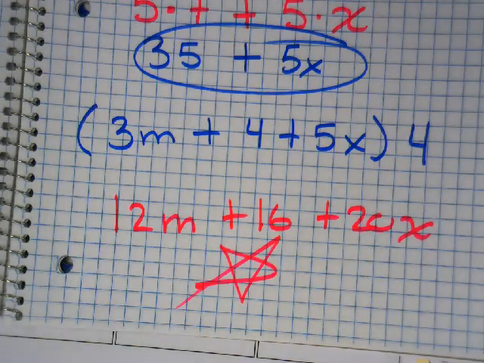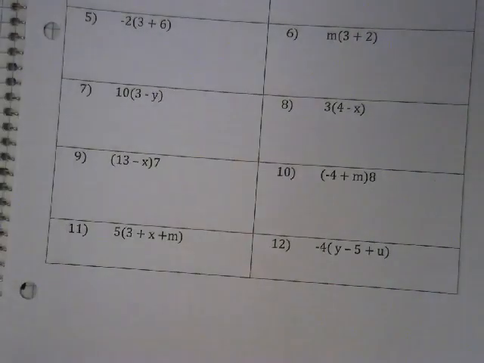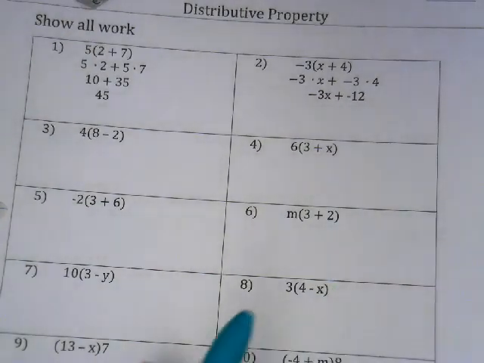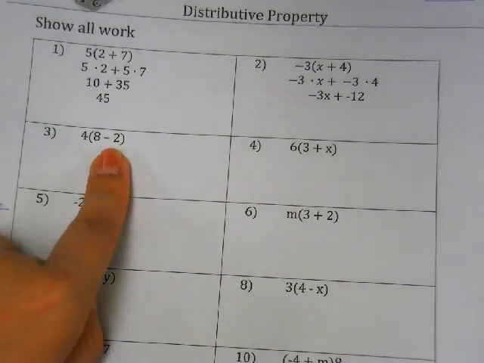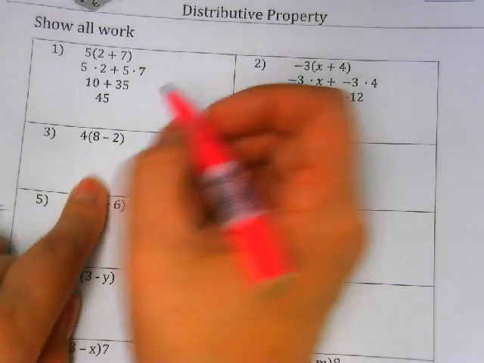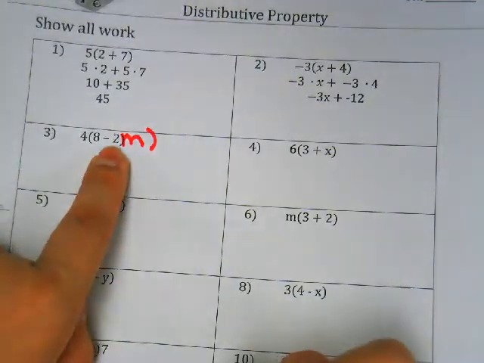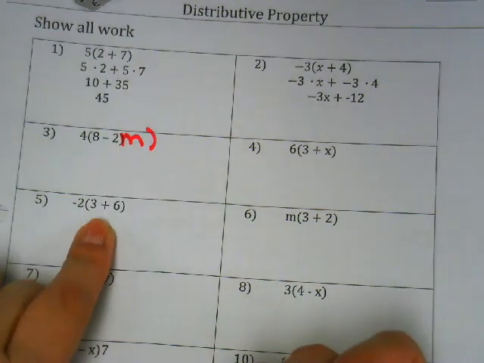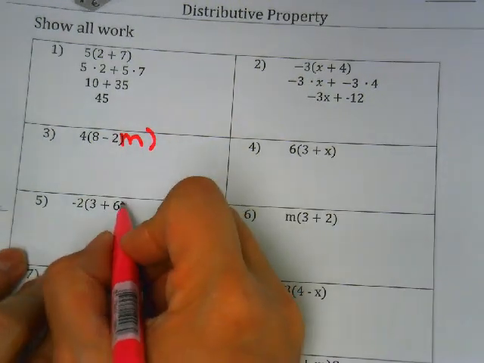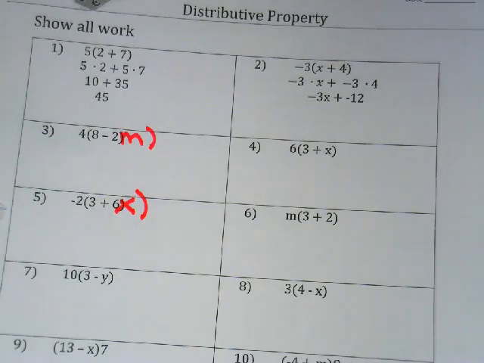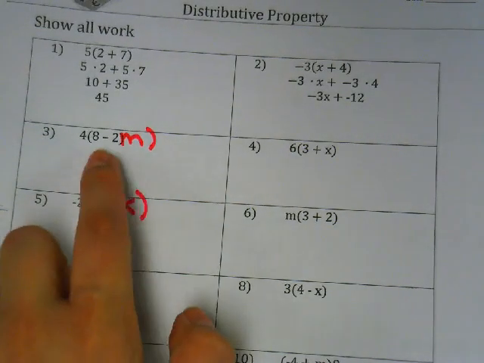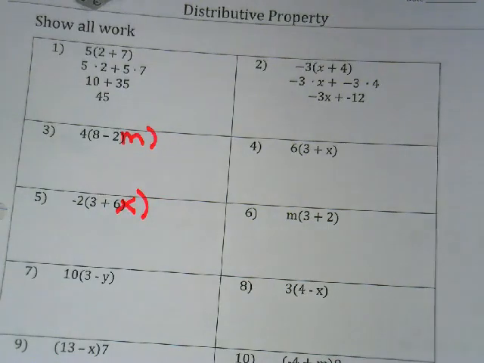All right, I made a mistake on this worksheet. On number 3, I forgot to write the variable, so it should be 2m, and then on number 5, it should be 6x. I forgot to write the variables on those questions, so just add the variables here and here. All right. Number 1 and number 2 are done for us.